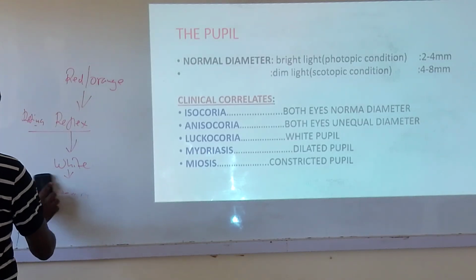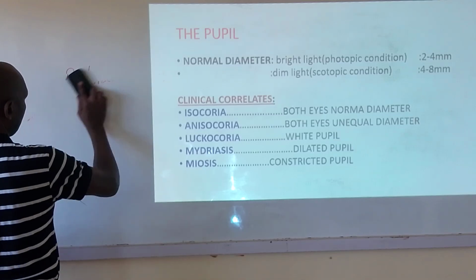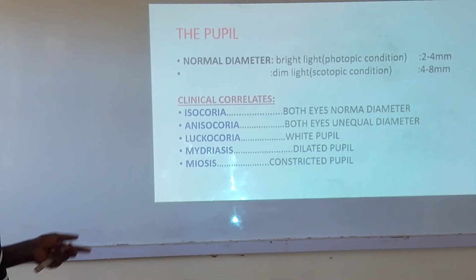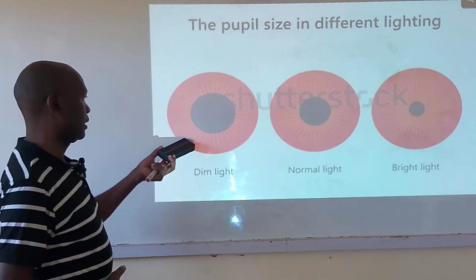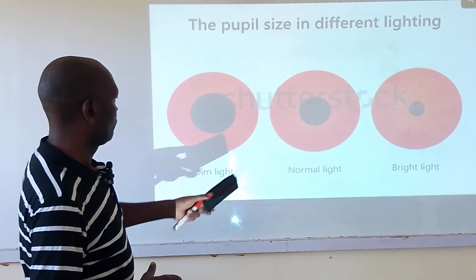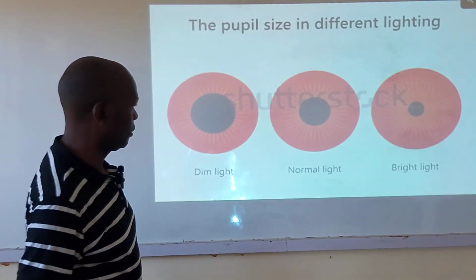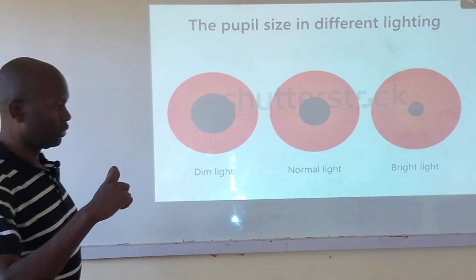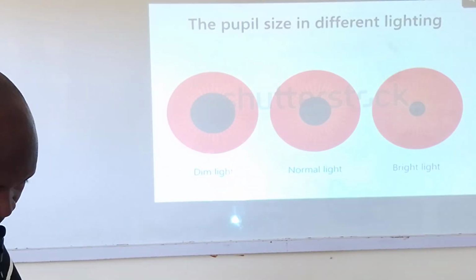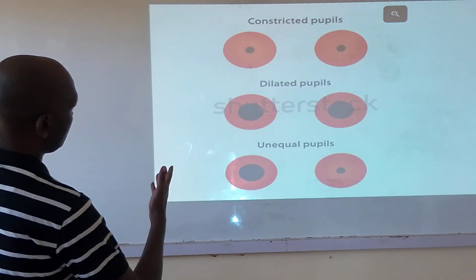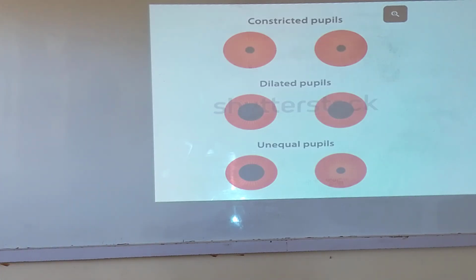And then mydriasis is the dilation of the pupil, while miosis is constriction of the pupil. This is just the sizes of the pupil in different light. In dim light, you can see the pupil is very big. In normal light, it's normal. And in bright light, it is small to reduce the amount of light that's entering the eye. It's the same thing, continuation of what we have already talked about.